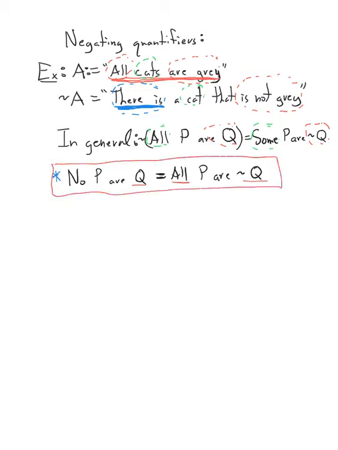So you can always change this "no" here to an "all" statement. And in some sense, mathematicians like to have as few things as possible. So we like that you can write every sentence with quantifiers logically as either a "some" sentence or an "all" sentence. So knowing that, we like to just use those two things. But just note that these are literally the same statement. "No P are Q" is the same as "all P are not Q." So that is negating universal statements. Let's look at negating existential statements.